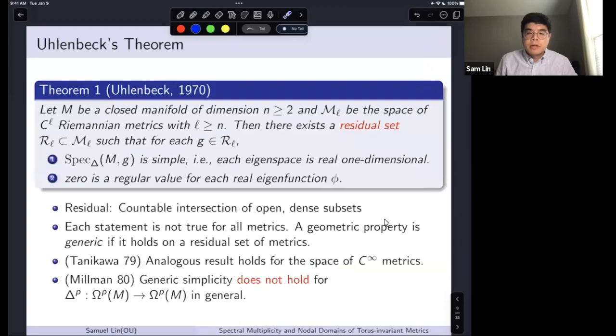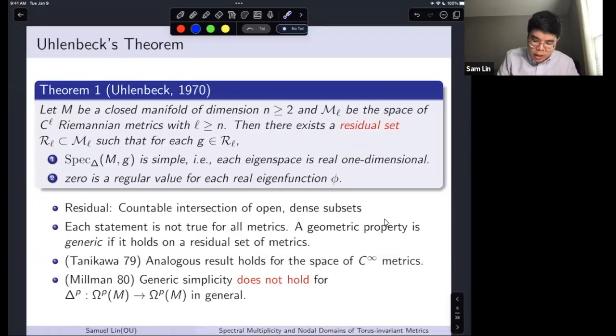Now, it's natural to ask whether a similar result holds for C-infinity metrics. This is a result of Tanikawa: an analogous result holds for the space of C-infinity metrics. And what's interesting here is that this type of result does not hold in general for the Laplace operator acting on forms. If you have an even dimensional manifold and p is the middle dimension, then the dimension of the eigenspaces is even. So in particular, generic simplicity here cannot hold.